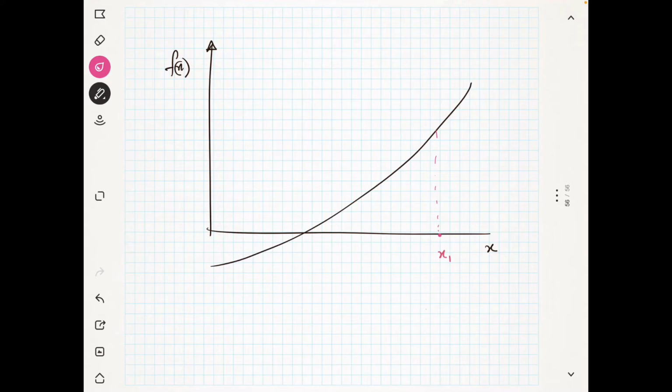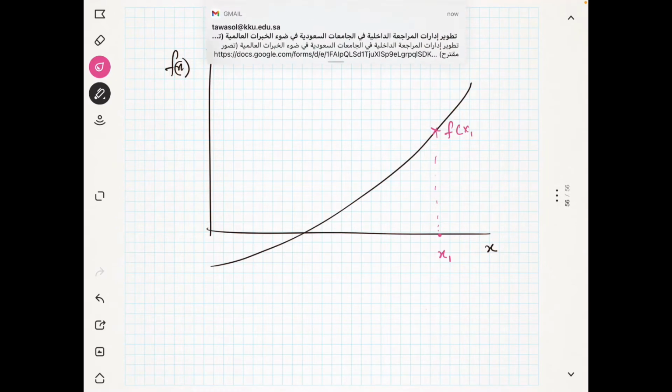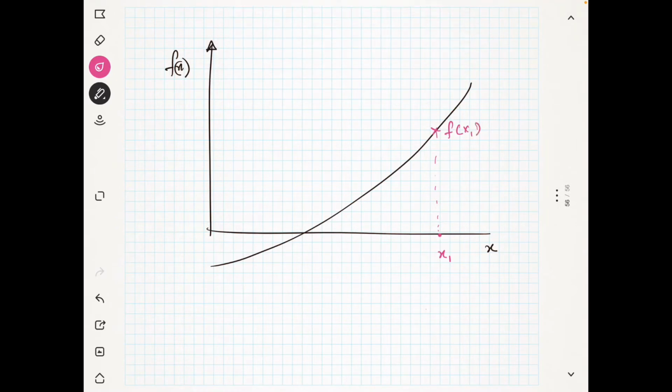You have an initial point x1 and you can calculate its value, f of x1. You know it, and this is f of x1. I am just marking it here itself.